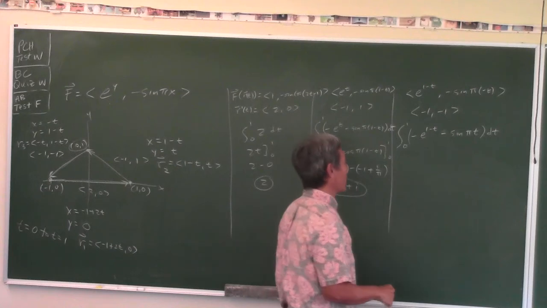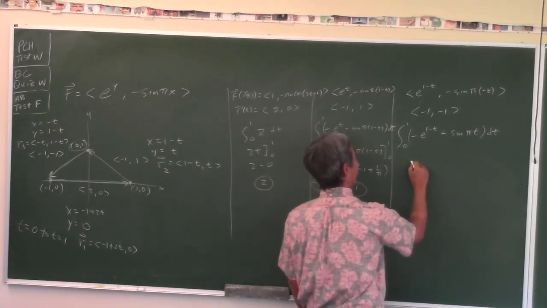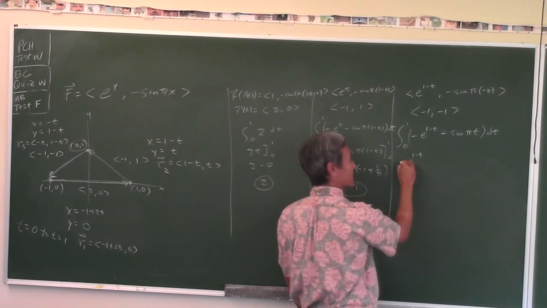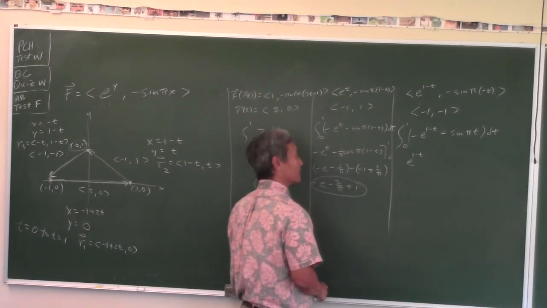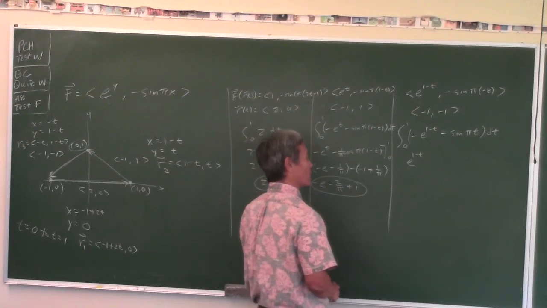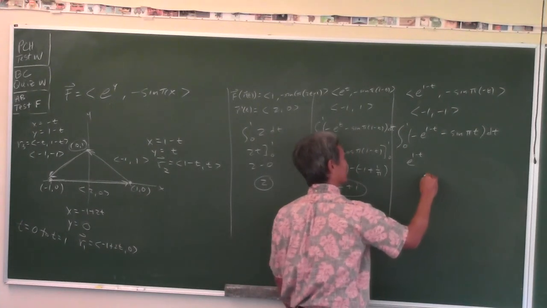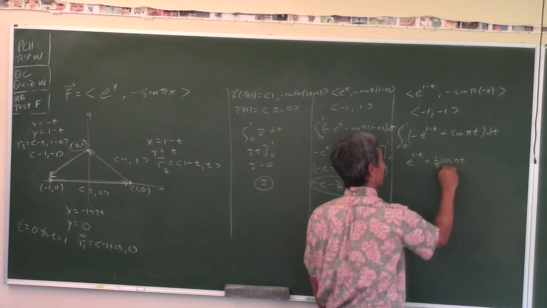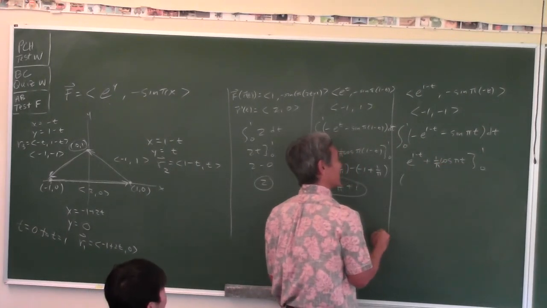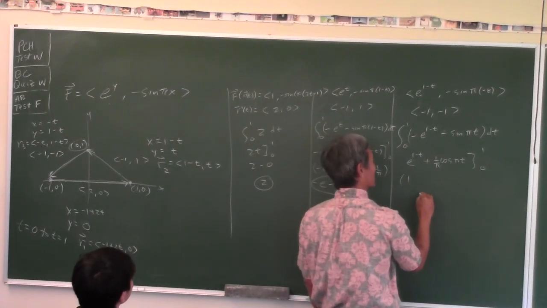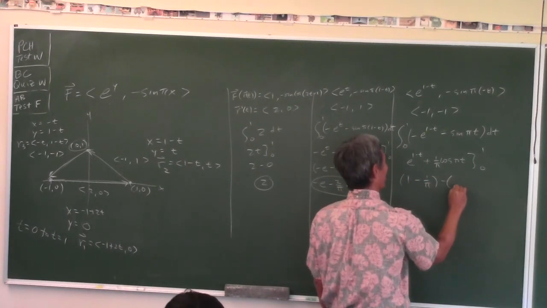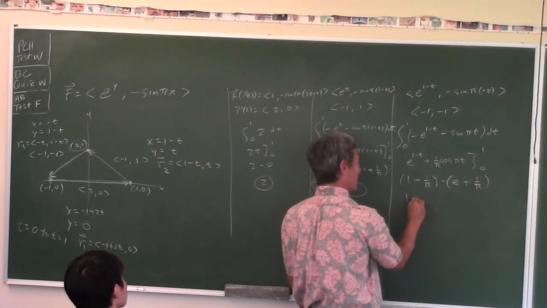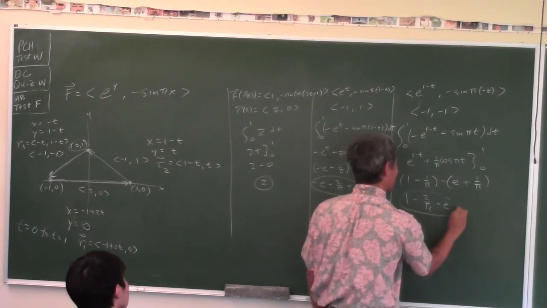Just tell me if I make a mistake. Antiderivative, what's the antiderivative of the first one? e to the 1 minus t. Minus in the front or positive? Positive. Antiderivative of the second term? Cosine of pi t over pi. And then we're going to go from 0 to 1. Plug in the top number. e to the 0 is 1. Cosine of pi is negative 1. e to the 1 is e. Cosine of 0 is 1. So we get 1 minus 2 over pi minus e. So that's the work done.